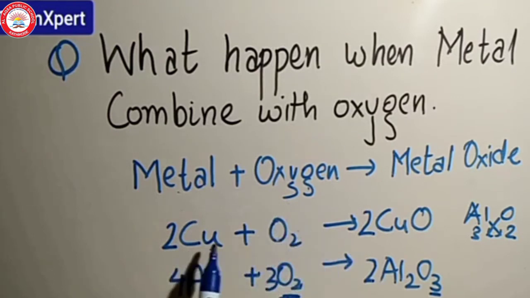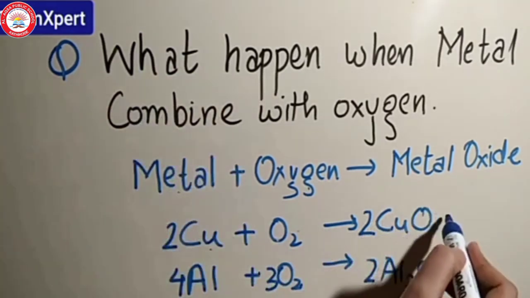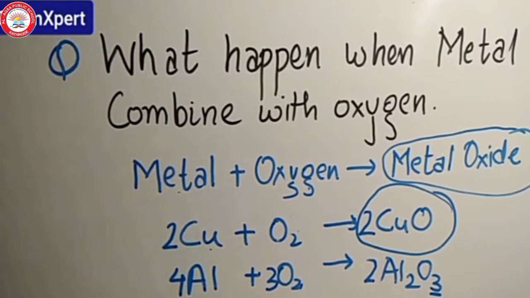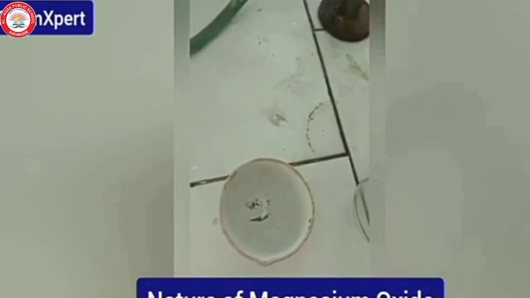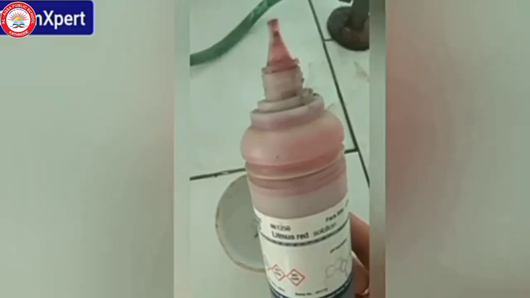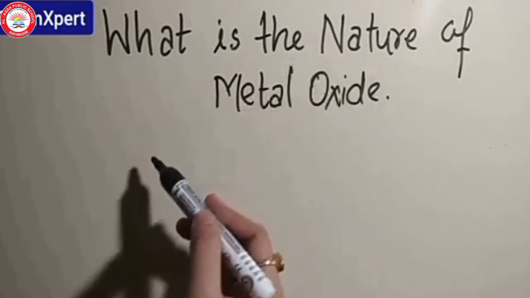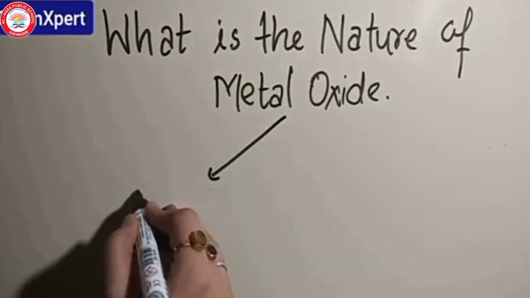Now we already discussed two examples, copper and aluminium. In both cases we got their oxides, that is copper oxide and aluminium oxide. Next, we have to check the nature of metal oxide. This experiment we have already done in 9th standard, and we found that magnesium oxide dissolved in water changes red litmus blue. That means metal oxides are basic in nature.